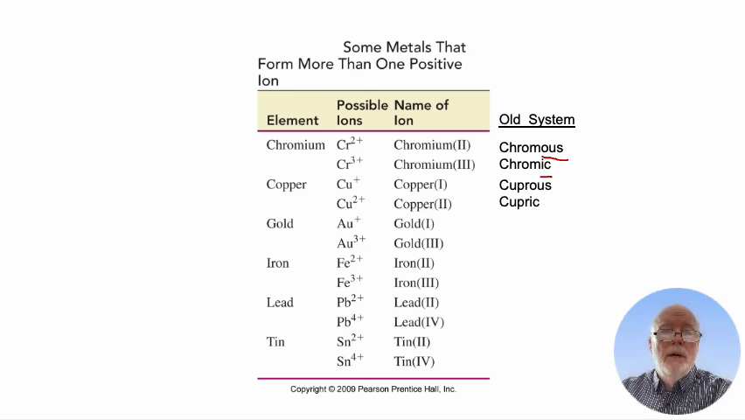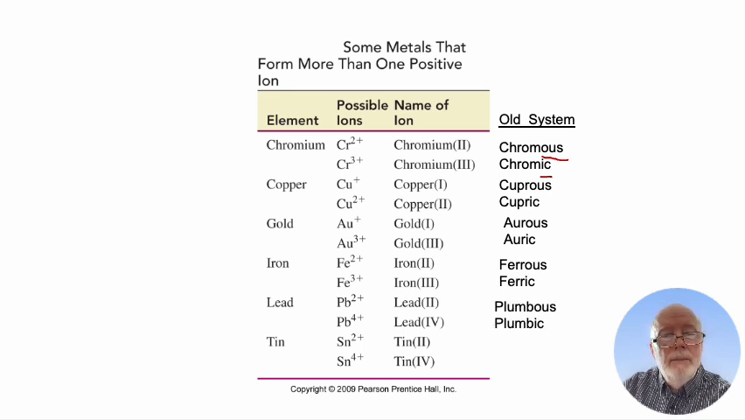Most people just memorize these. And this is the way that they used to name these type 2 ions. And you can see the rest listed here. Aurous and auric, iron 2, iron 3 is ferrous and ferric, plumbous and plumbic, and stannous and stannic. Now you still see today the word ferrous used a lot. And they talk about any metal that contains iron as a ferrous metal.